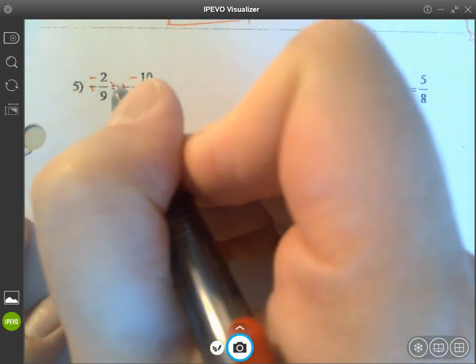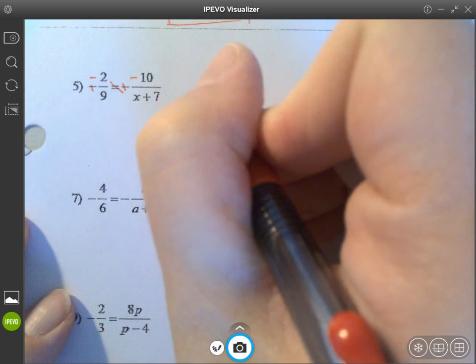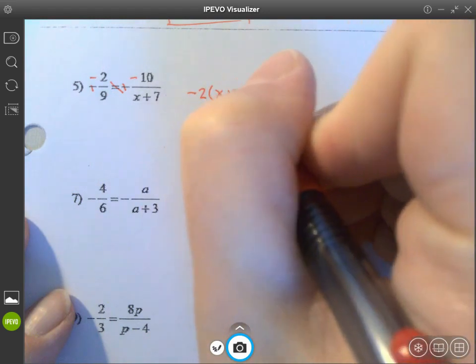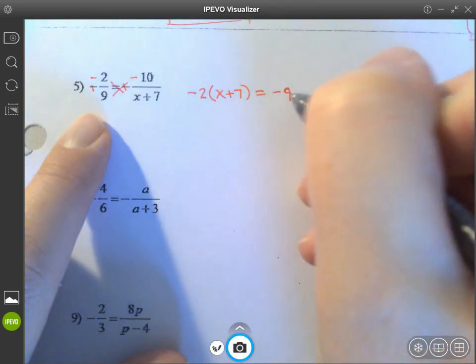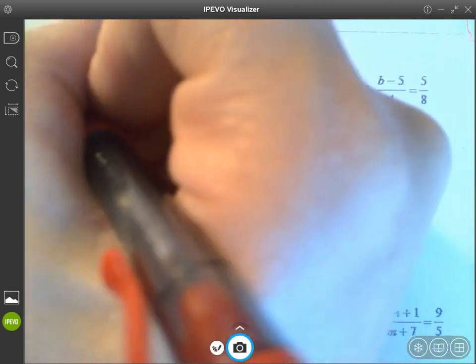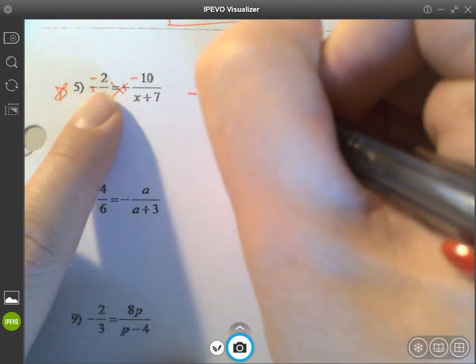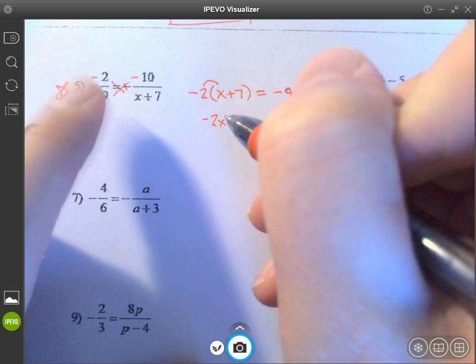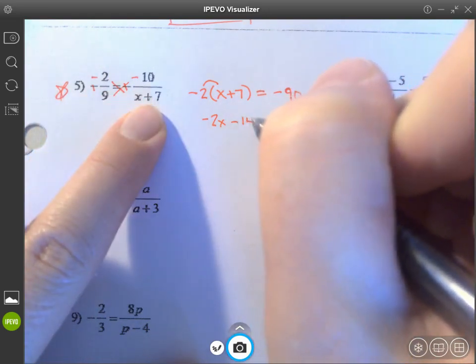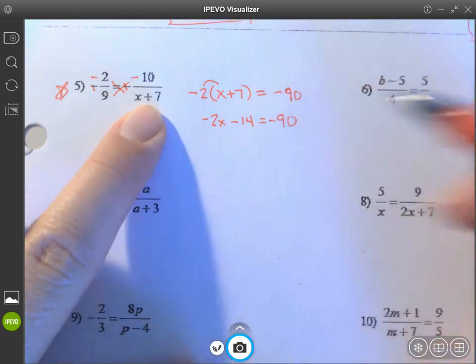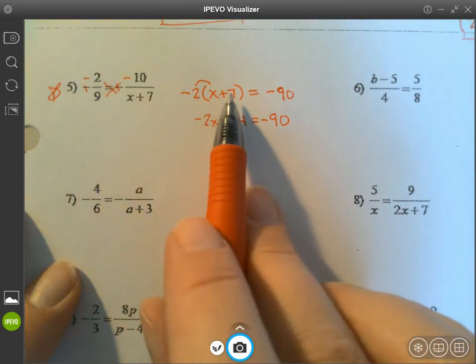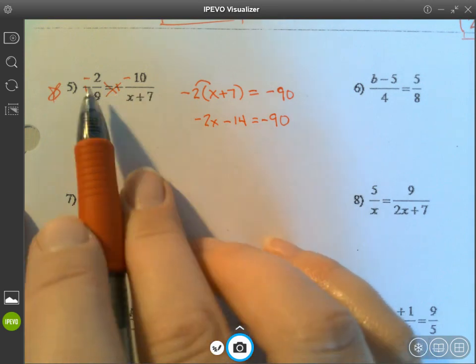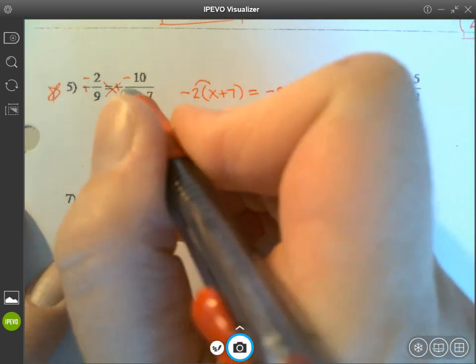When I go to multiply, it's not just 2x or negative 2x, it's negative 2 times x plus 7. So I'm going to write that first step equals 9 times negative 10, which is negative 90. So I'm really stressing this because it's negative 2 times x, which is negative 2x, and negative 2 times 7, which is negative 14. So we now have a two-step solving equation. So this is why it's important to distribute. It's not just negative 2x plus 7, it's negative 2 times the whole thing.